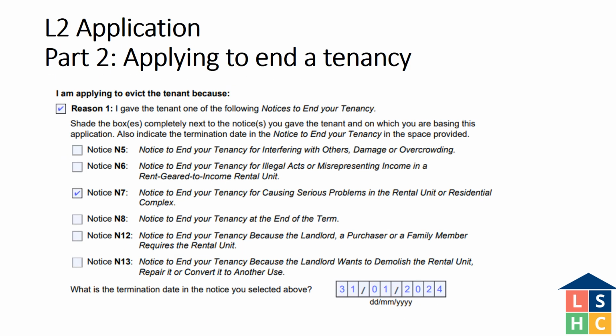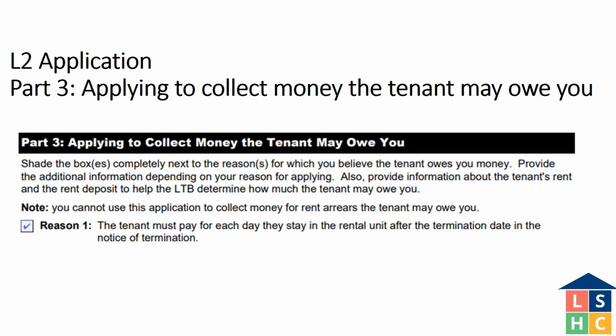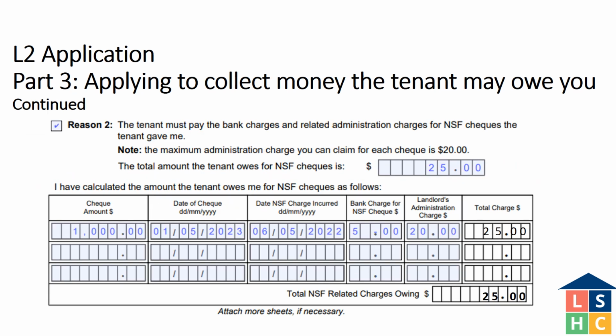Make sure to check off the boxes next to Reason 1 and the N7. The termination date must match the termination date indicated on the N7 notice. By selecting Reason 1 in this section, you are asking for the Landlord and Tenant Board order to include a clause that says the tenant must pay for each extra day they are in the rental unit past the termination date on the order.